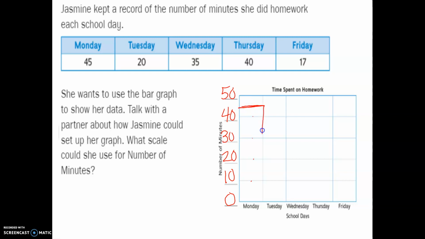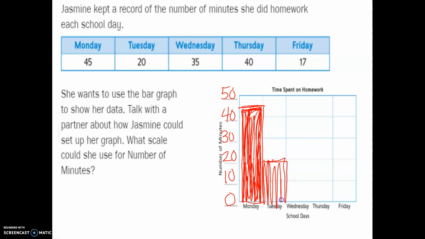Draw a line, and then neatly shade in your bar graph. And then when I look at this bar graph, I can tell that she read 45 minutes on Monday. Okay, Tuesday, she read 20 minutes. So here's 10, there's 20. Go ahead and mark it and shade it.